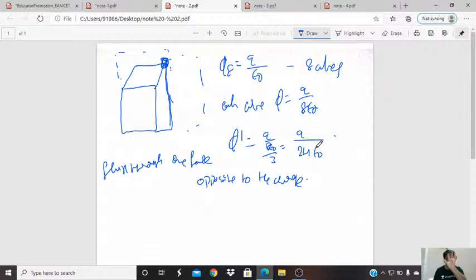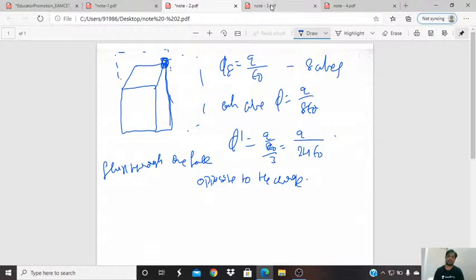Why? We can see the face opposite to the charge. One face opposite to the charge means we can see only three faces. So for three faces, it is divided by 3 each. So it will be Q by 24 epsilon naught each. Like this, we have to find the flux.